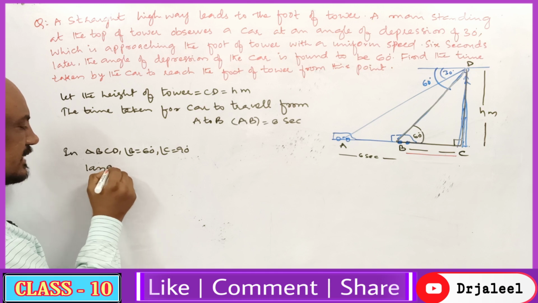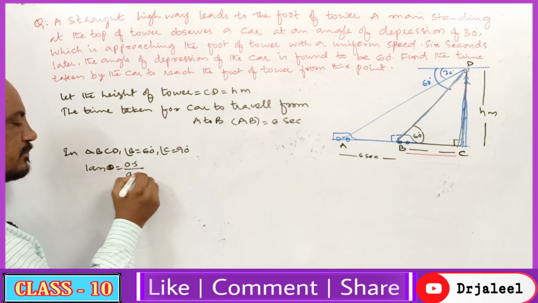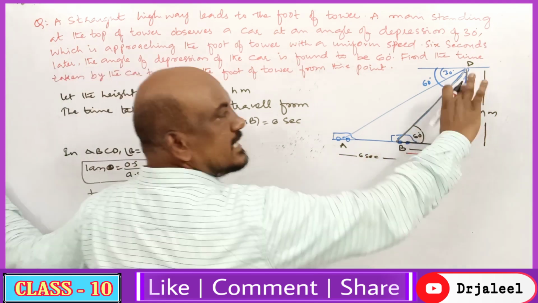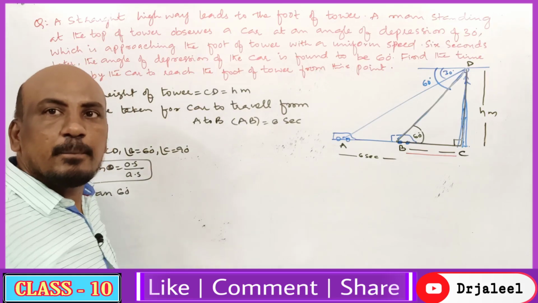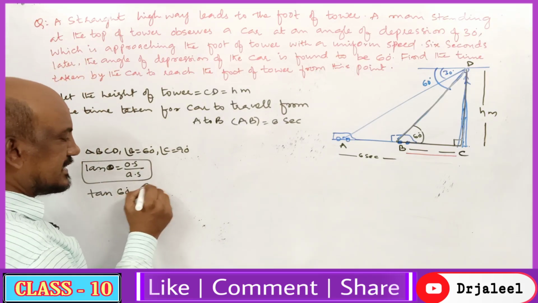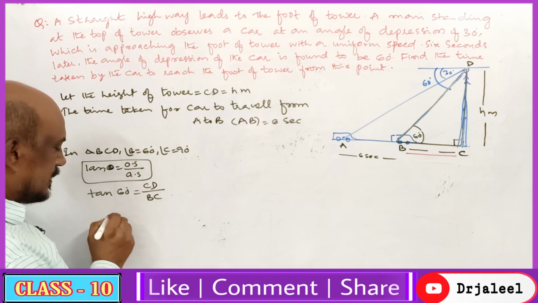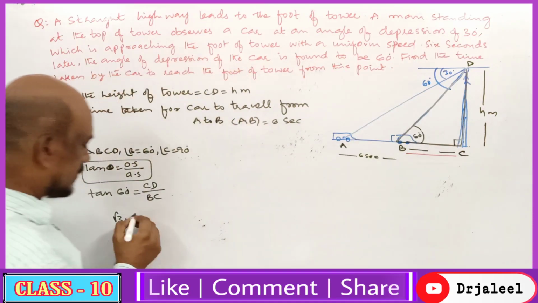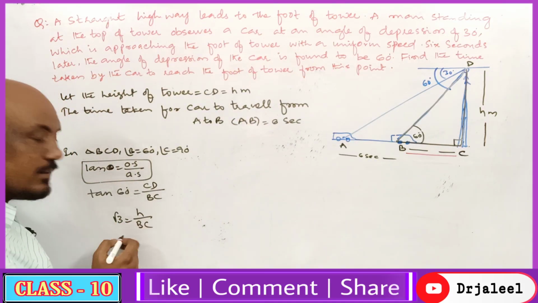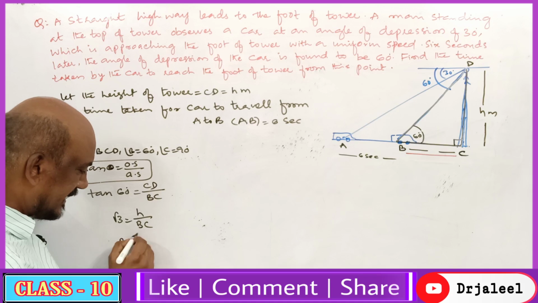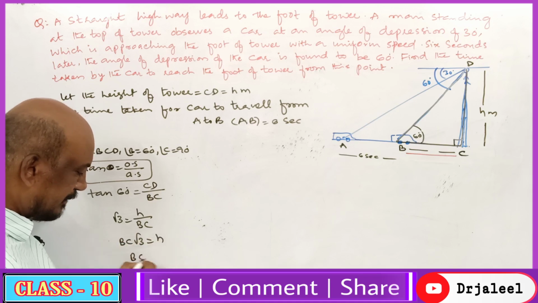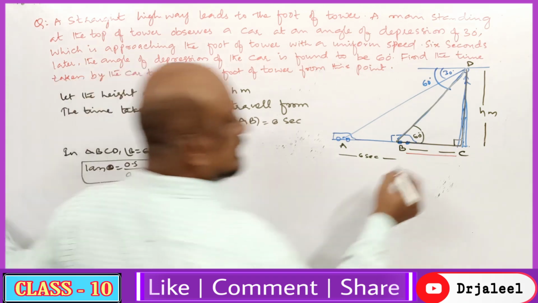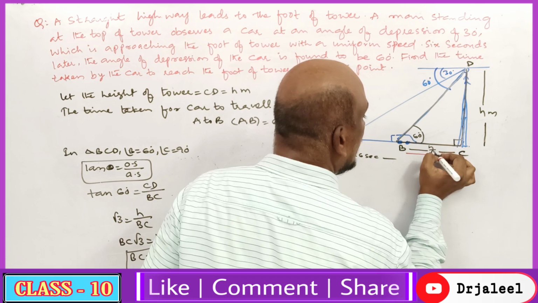So tan theta is equal to opposite side by adjacent side. Theta is how much this time? It's 60. What is the opposite side? CD, and the adjacent side is BC. So tan 60 is root 3. CD, how much did we take CD as? H by BC. So when you cross multiply, what do you get, children? BC root 3 is equal to H, and BC is equal to H by root 3. This is how much? H by root 3.